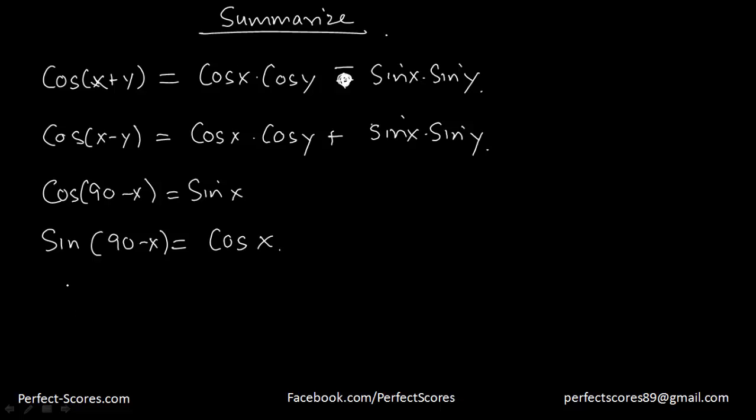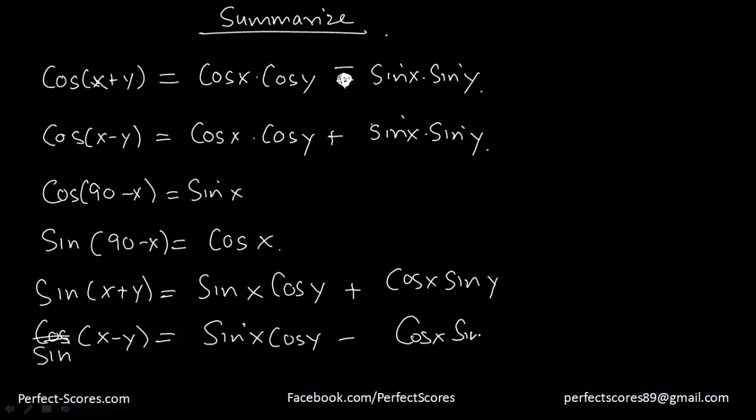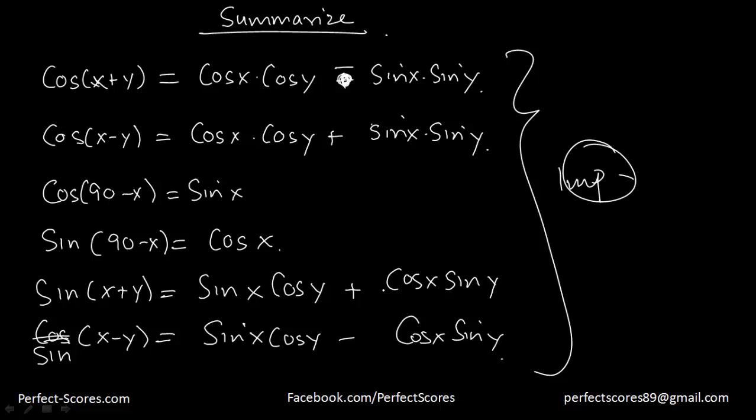The next important result was sine of 90 minus x, which is equal to cosine x. And the next two important results that I'd like to highlight are sine of x plus y and sine of x minus y. Using all the above expressions, we found out that sine x plus y is equal to sine x cos y plus cos x sine y, and the value of sine of x minus y was equal to sine x cos y minus cos x sine y, right? So these were the important results that we came out with in this video.